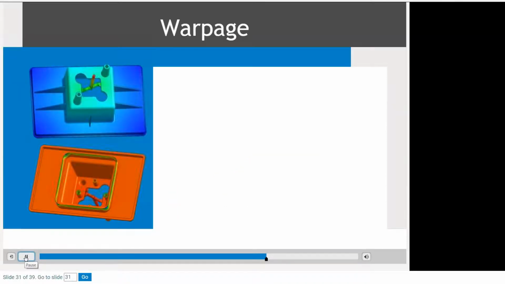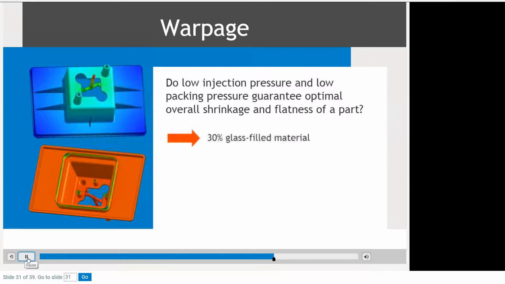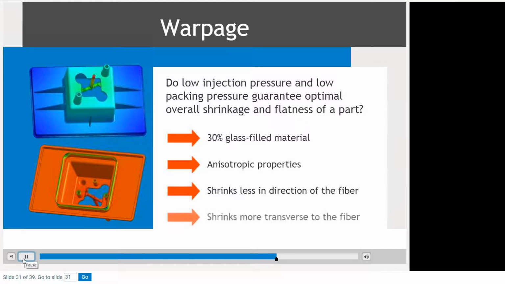In the first two sets of evaluations, the dual gate example showed the best results. But does this guarantee better overall shrinkage and flatness of the part? Let's take a closer look at the Y direction warpage behavior for the four examples to determine the answer. As a reminder, the material for this lesson is 30% glass filled. Anisotropic material shrinks less in the direction of the fiber and more transverse to the fibers.